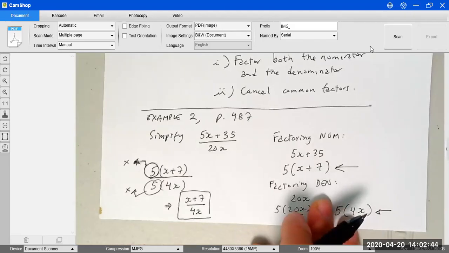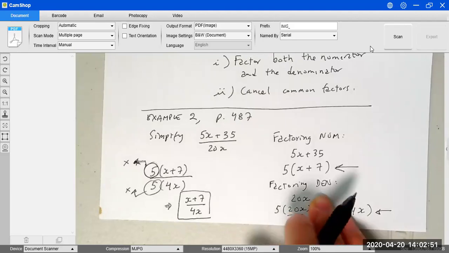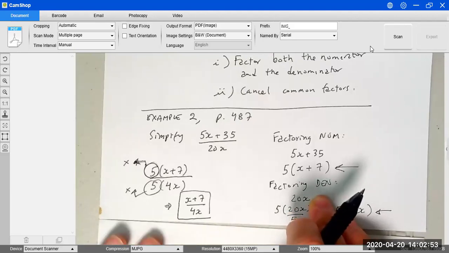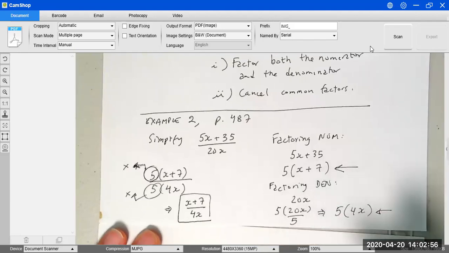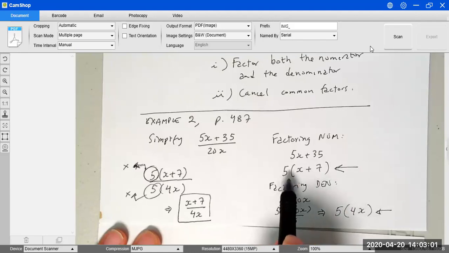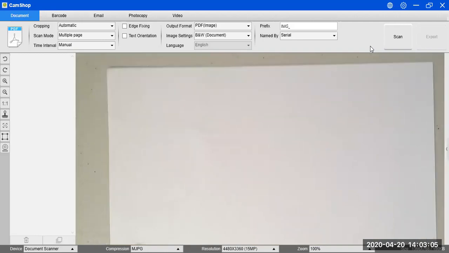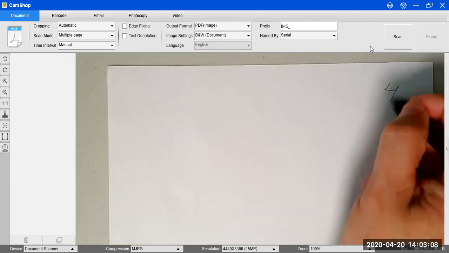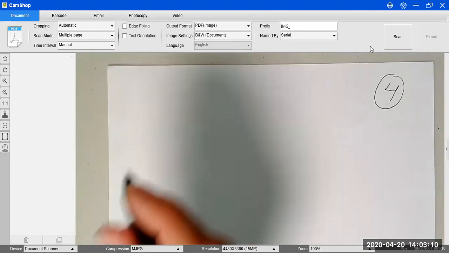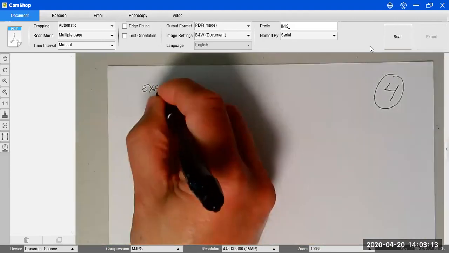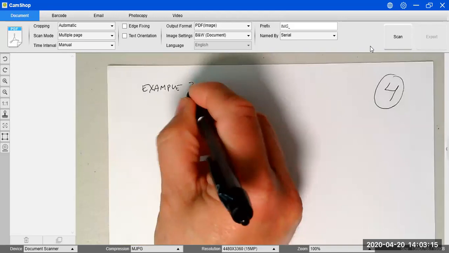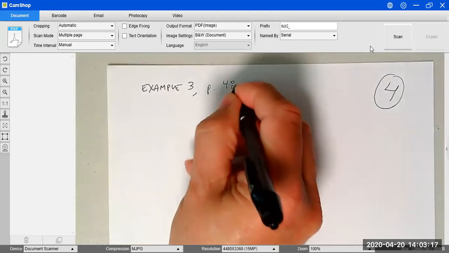So let's work one more problem, and then you're going to play with the idea of getting common factors. Sometimes it's not going to be the greatest common factor, like in this case. It's just a common factor that you're looking for to cancel with the other part of the fraction, or the rational expression. So now we're going to solve example 3 on page 487.